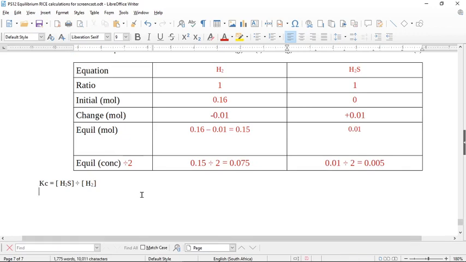So let's go back to our Kc expression. Kc equals the concentration of hydrogen sulfide, which is 0.005 over the concentration of the hydrogen, which is 0.075. So let's find our value for Kc. 0.005 divided by 0.075. I've got here 0.067. This is the Kc value that I have as a final answer.